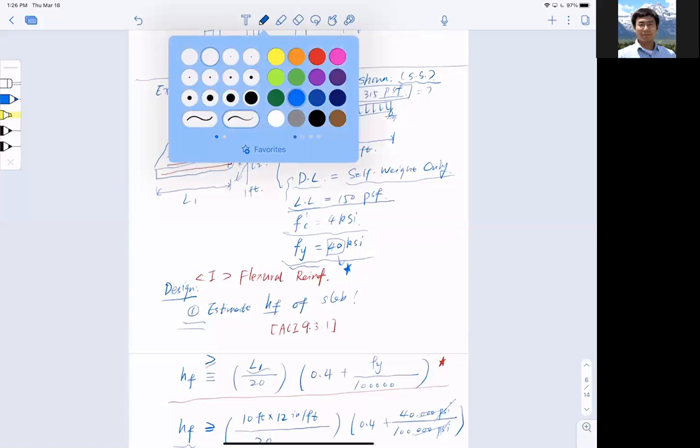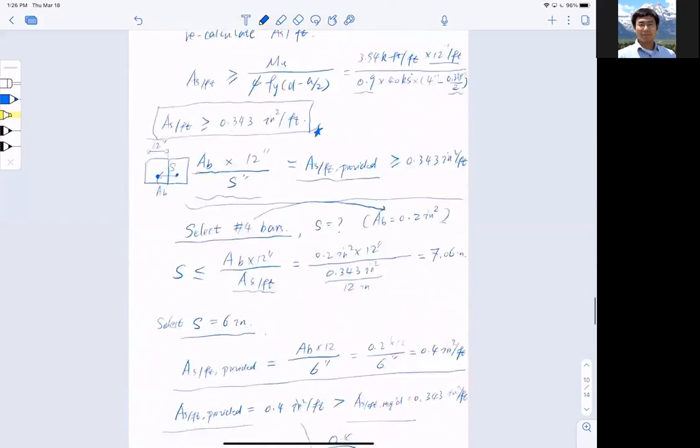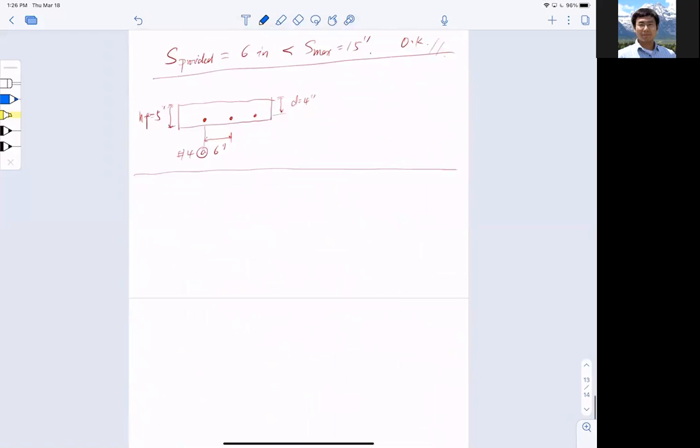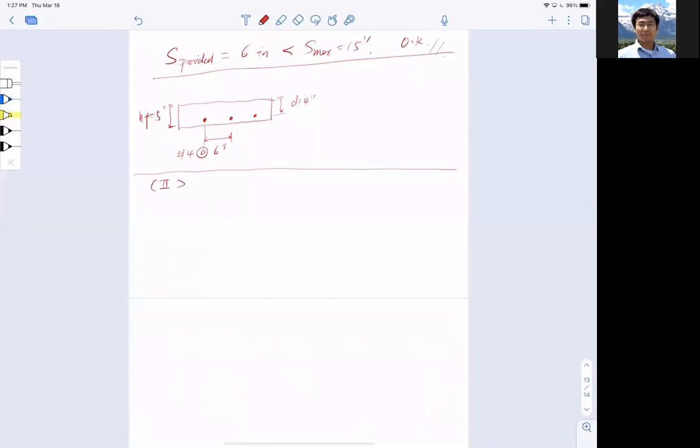Now we're going to look at shrinkage and temperature, which is laying bars in this direction. So let's continue. Now we have laid the bars for flexure. What about shrinkage and temperature? So part 2, shrinkage plus temperature reinforcement. Okay, so how to determine that?